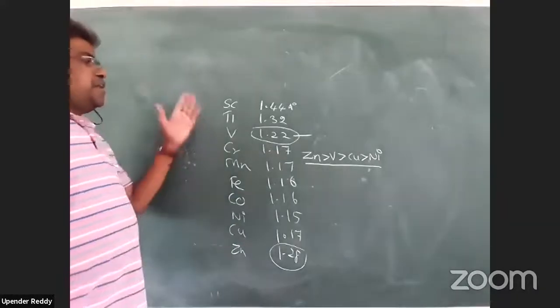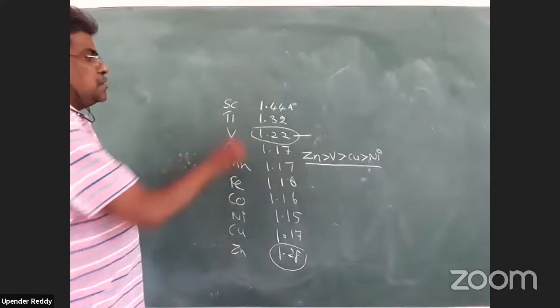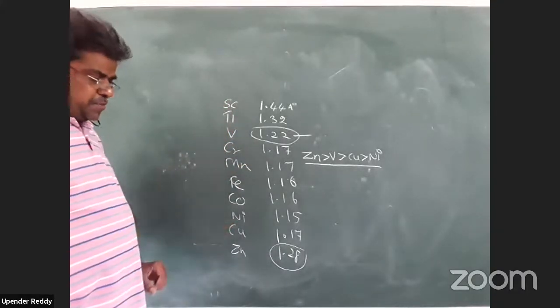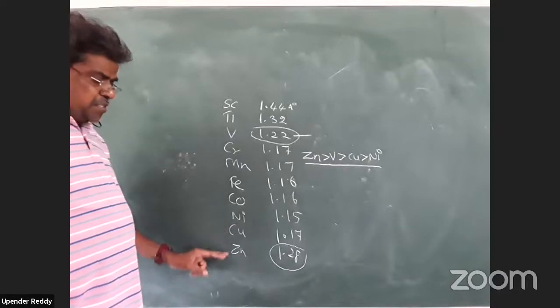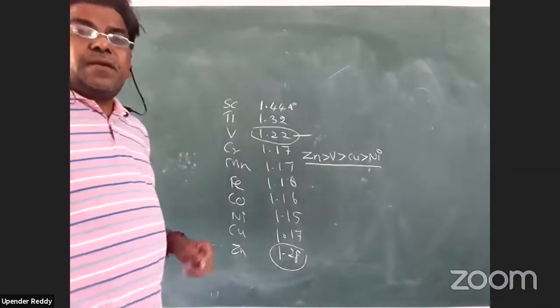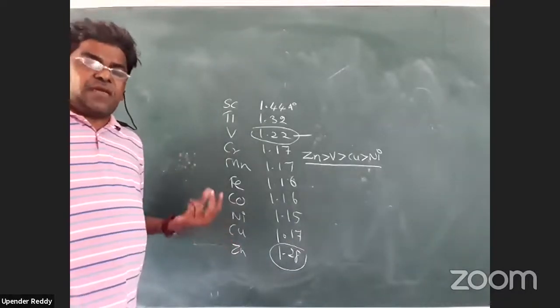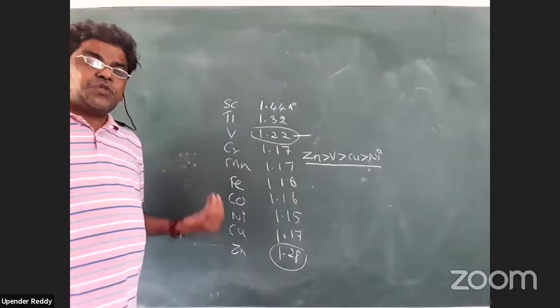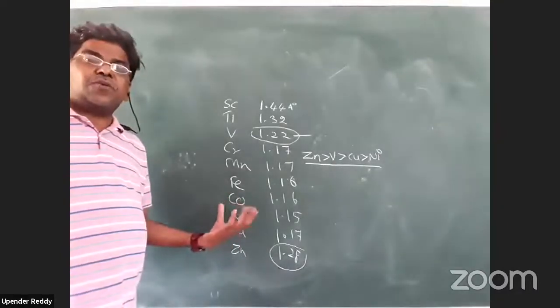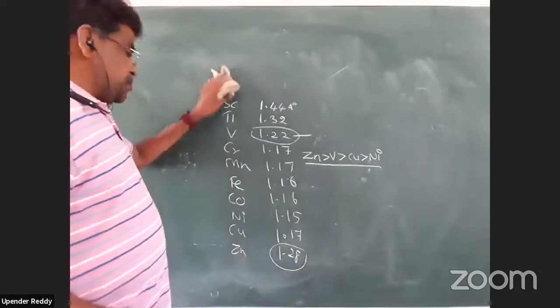So yesterday I discussed atomic radius. This is the order of atomic radius. Scandium is the highest size, nickel is the smallest size, and copper and zinc increase in size. This is due to interelectron repulsions between the electrons of the d orbitals. Due to that, there is expansion of the electron cloud, and the size increases.